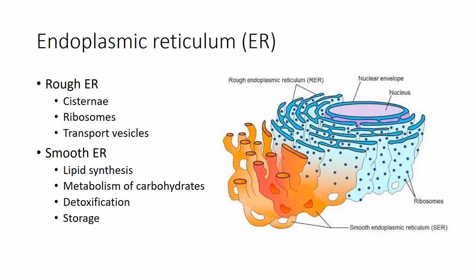destinations. The smooth ER gets its name from its lack of ribosomes on its surface. Its functions include lipid synthesis, metabolism of carbohydrates, detoxification of drugs and poisons, and storage of calcium ions.